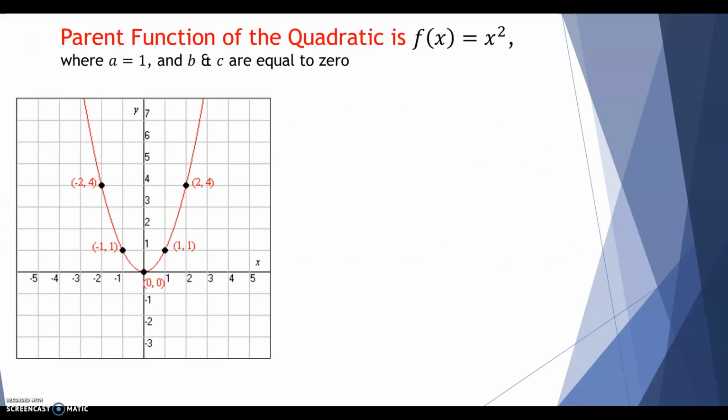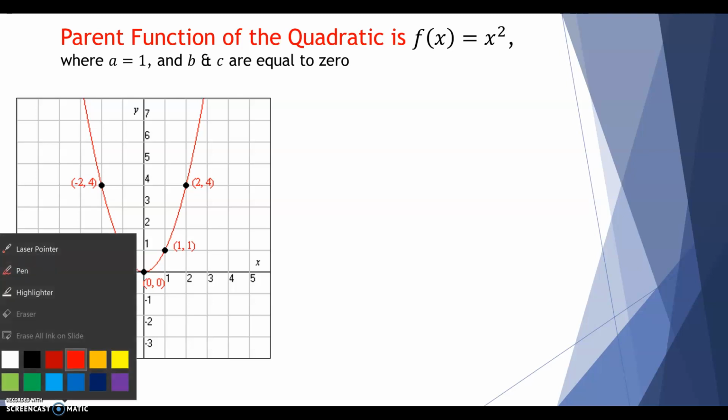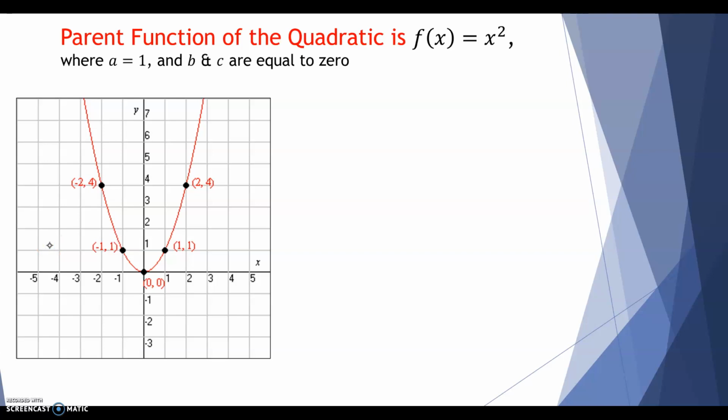So let's begin. I'm always going to refer to this parent function. So the parent function, as I said in the first part of this lesson, is right here. It's f of x equals x squared, where a is 1 and b and c are equal to 0 because they're not there. And these right here are the points that will always make up your parent function. Now, some of you might be a little confused as to where I'm getting these points, and I'll show you in a second.